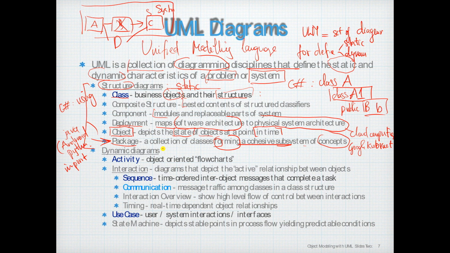In dynamic diagrams, we have the activity diagram. Activity looks like an algorithm flowchart. Interaction diagrams depict the activity relations between objects. For example, a sequence diagram depends on time. It shows the time order of inter-object messages that accomplish a task.